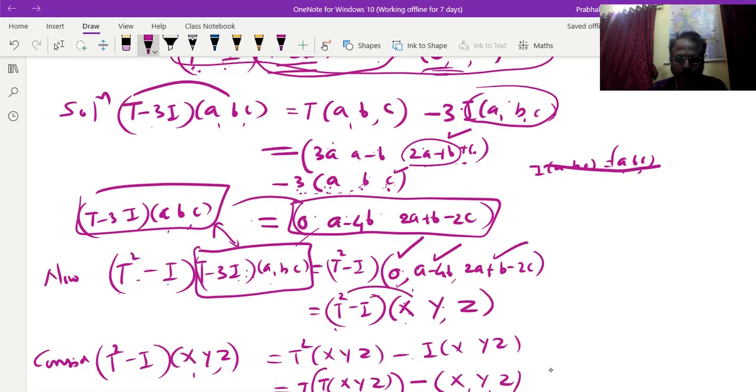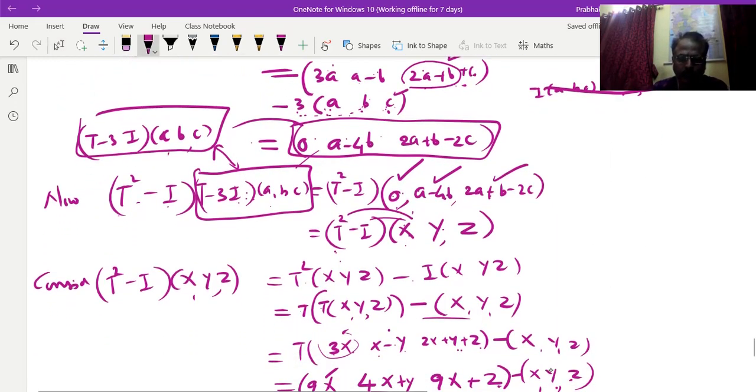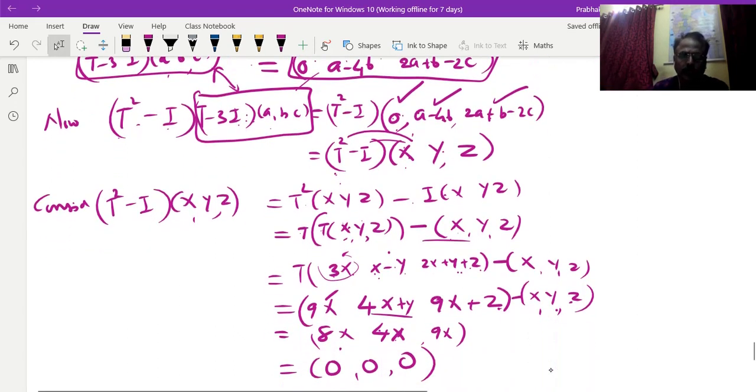So T square on capital XYZ minus I on capital XYZ, that we wrote. Then slowly split it as T into T. T on XYZ, I on XYZ means identity mapping keeps it the same. So T on XYZ is again the same, whatever is like this: 3 times first component X minus Y, then 2X plus Y plus Z. This as it is. Once again you apply T, once again you apply 3T, so 3 times the first component minus the second component like that. So at last all Y and Z get cancelled. 8X, 4X, 9X remains. Recognizing X as 0, you get 0, 0, 0. This we tried to prove in this example.